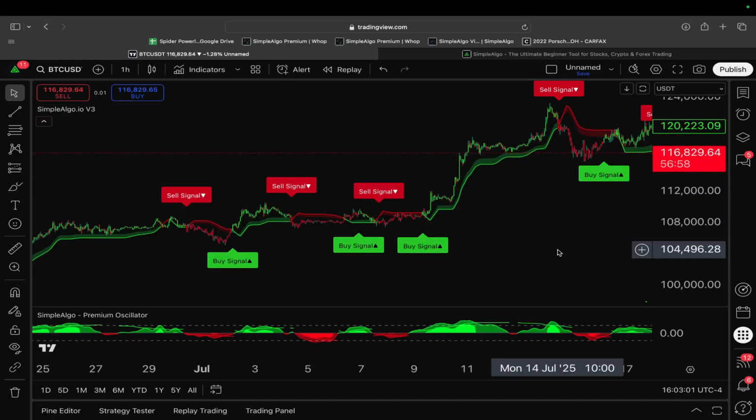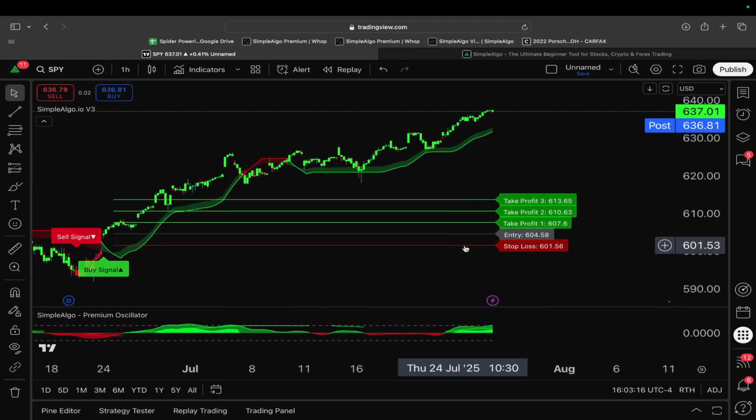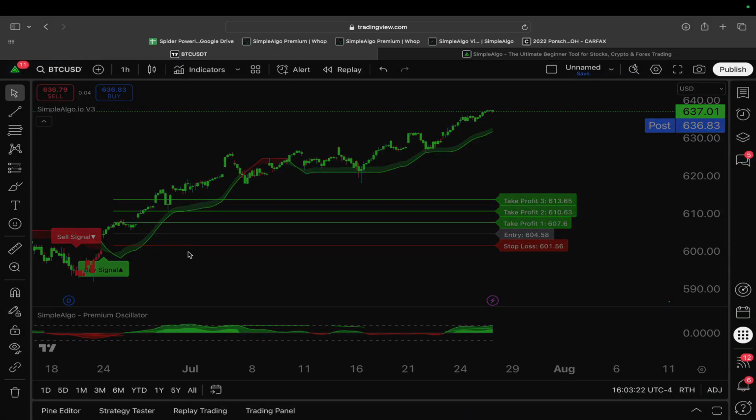One important thing to know about this indicator is that you can literally use it on any chart and any time frame. It doesn't matter if you're trading Forex, crypto, stocks, commodities, any chart that you can view on TradingView, this indicator will work with.